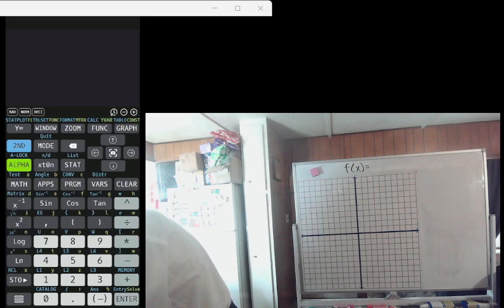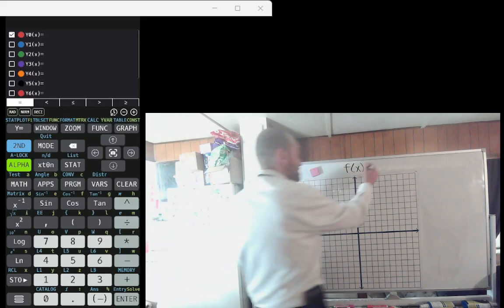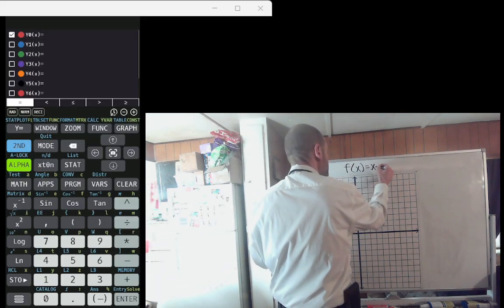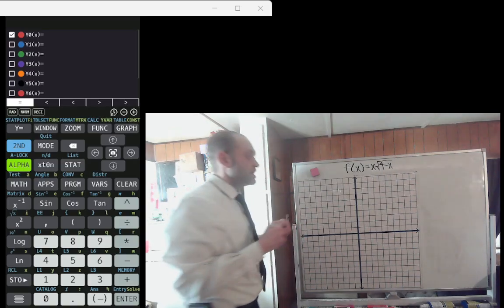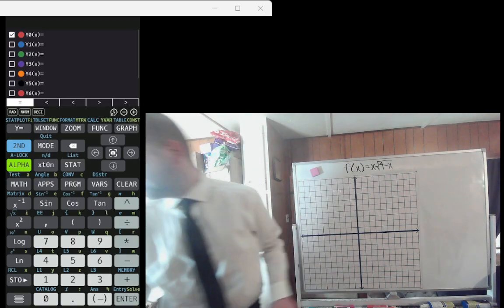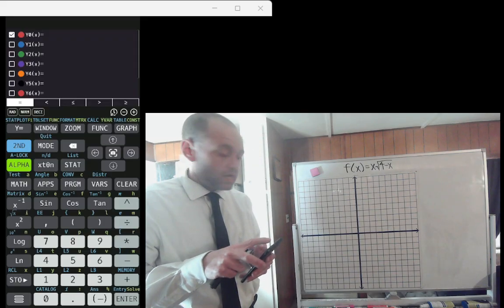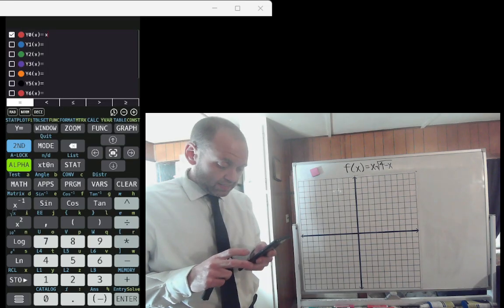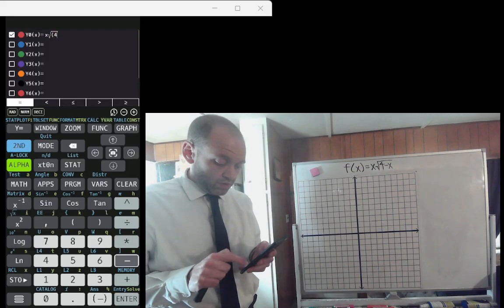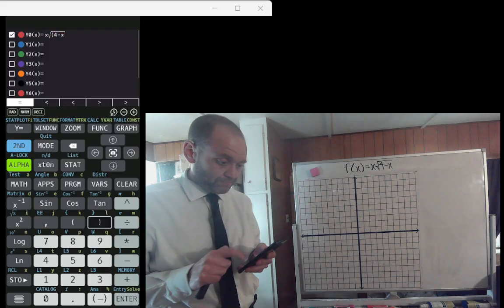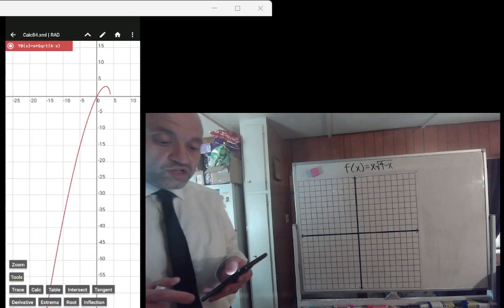Let's do one more. Let's do a good one here. f of x equals x times the square root of 4 minus x. Let's find any relative maximum or minimum value there. So we'll take x times the square root of 4 minus x. Graph that. That's a very interesting shape, isn't it?